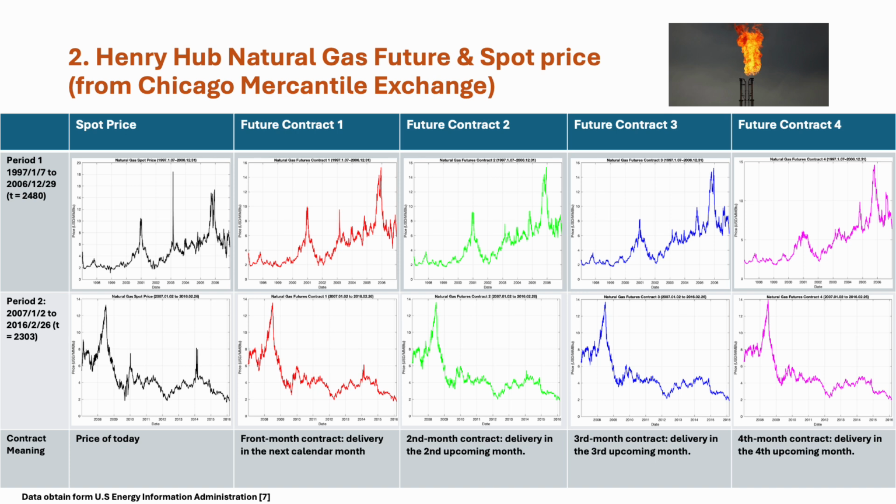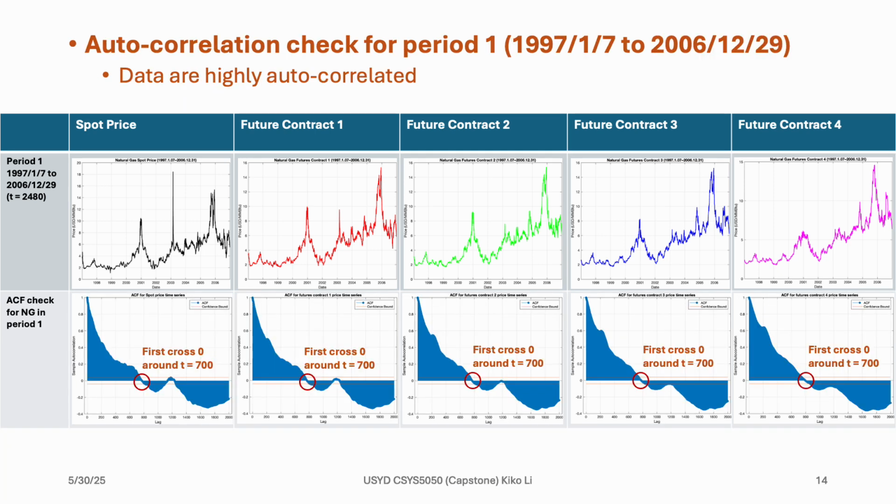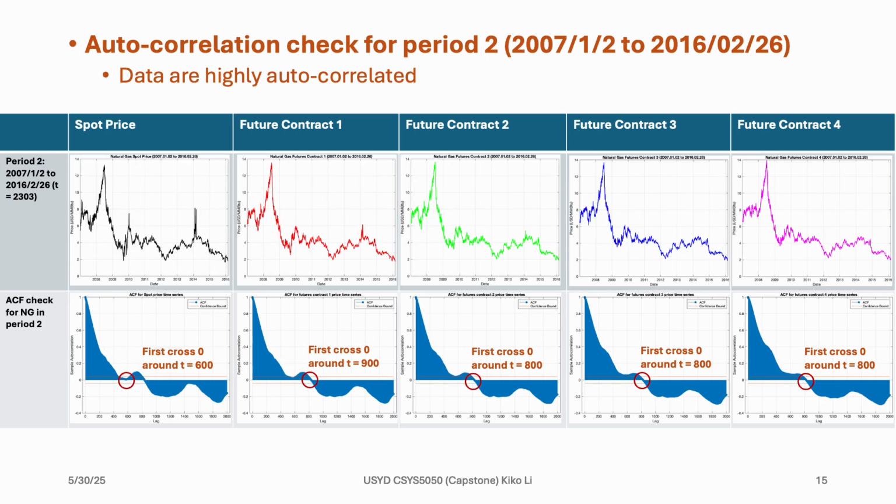Column 1 is the spot price. Columns 2 to 5 are the future price from contract 1 to contract 4, where contract 1 means the front month contract, which will be delivered in the next calendar month, and contract 4 is the forthcoming month. Checking the autocorrelation function for the period 1 data, we can say the data are highly correlated. The first zero crossing in the autocorrelation function is at t equals 700, which is more than 2 years. The same issue appears in the period 2 data, and for some data the first zero crossing point is even up to 900.